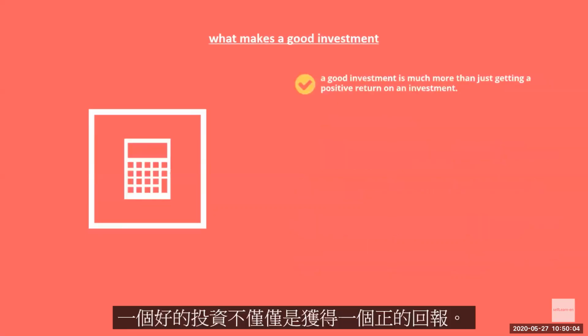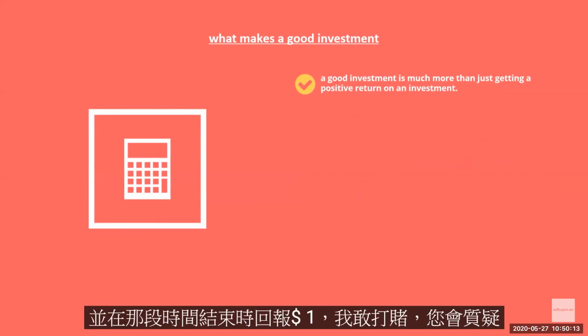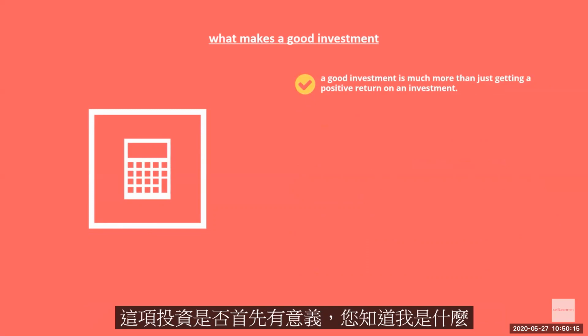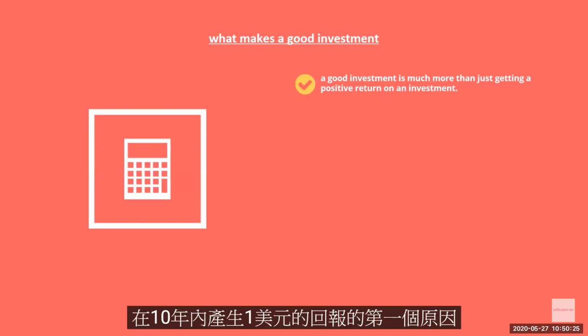A good investment is much more than just getting a positive return on an investment. If, for example, you invest $100,000 for 10 years and get $100,001 in return at the end of that period of time, I bet you will question whether that investment made sense in the first place. And you know what? I'm completely there with you. Investing $100,000 is a very significant amount of money, and it is not worth your while to invest it on a project that produces a single dollar of return over the course of 10 years.